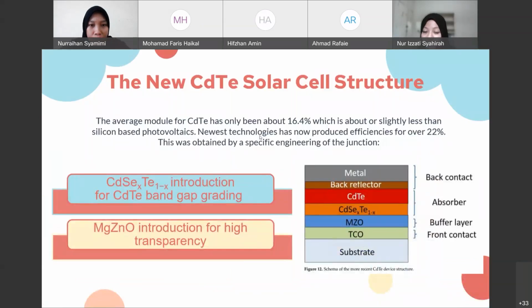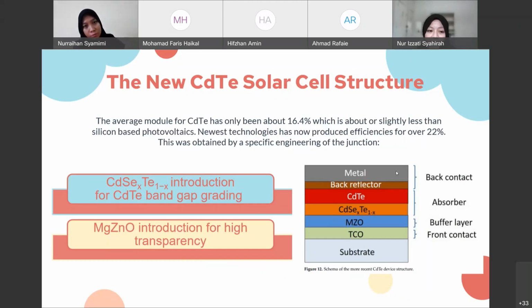The next one is the new cadmium telluride solar cell structure. As has been mentioned earlier by the past presenter many times, we all know that the average module efficiency for cadmium telluride is only about 16.4%, which is slightly less than silicon-based photovoltaics. But recently, the newest technology has been produced, and the efficiency was over 22%, obtained by specific engineering of the junction.